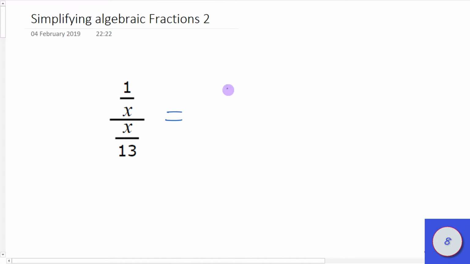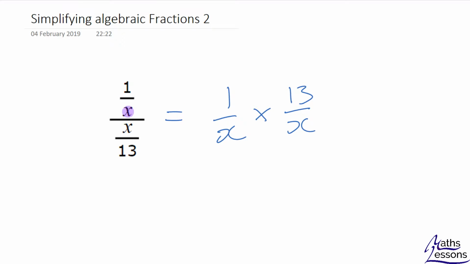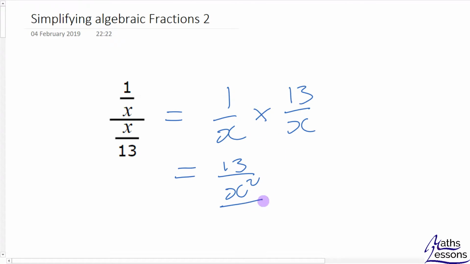So it's the same as 1 over x times 13 over x. Although there's lots of explanation to do. You've got 1 over x divided by x over 13. You turn this upside down and multiply by it. So that leaves you 13 over x squared. 1 times 13 is 13. x times x is x squared. And we can't simplify it any more than that.